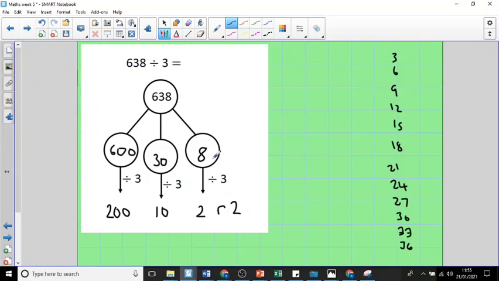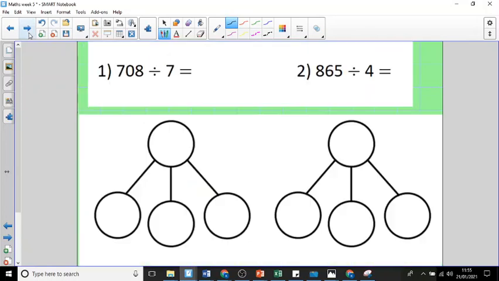So we can see then by getting that smaller amount at the end, you can see the remainder really clearly. So here I've got 200, 10, 2, so 212, remainder 2. Have a pause here. See if you can part whole model 708 divided by 7 and 865 divided by 4. Then press play and I'll go through them.